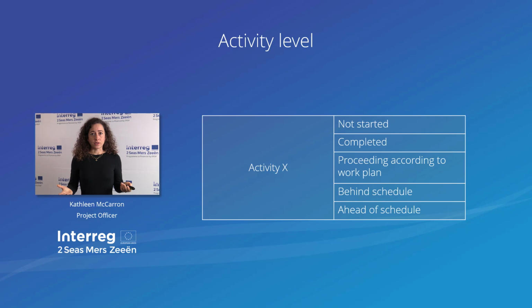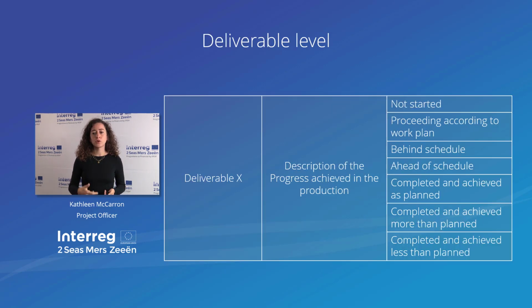At activity level, you will be asked to choose from a drop-down list the status of your activity. So it can be not started, completed, proceeding according to plan, behind schedule, or ahead of schedule. At deliverable level, you also have a drop-down list to fill in, but you also have to provide a short explanation on the status of your deliverable. In this section as well, be expected to provide evidence, in particular if you have actually delivered and achieved your deliverables.